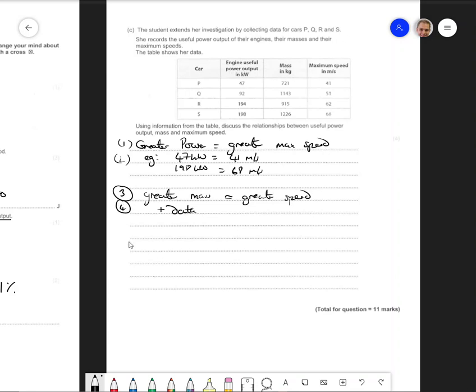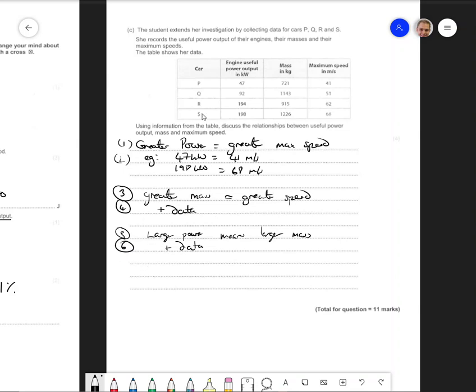So that's marks 3 and 4. Then mark 5: generally, as power increases, mass increases, similar idea. Larger power generally means larger mass, and then again refer to data. So you're just picking numbers out, picking some things and saying, right, this is what's going on here. Now that's what you can say.